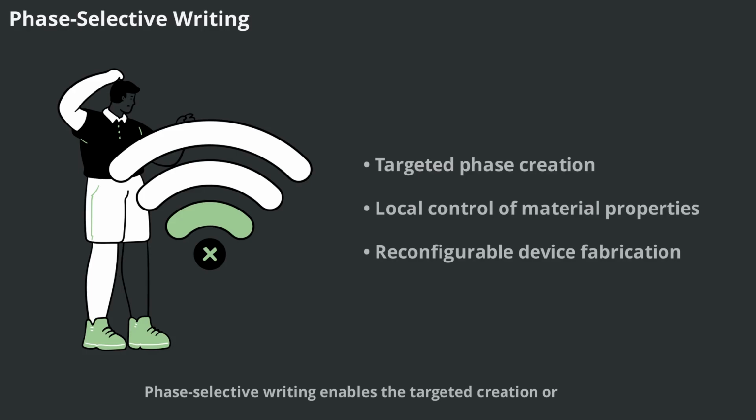Phase-selective writing enables the targeted creation or erasure of specific solid phases within a material. By controlling the local polariton density and structural field, regions of the material can be programmed with desired properties. This technique is essential for building reconfigurable devices and adaptive systems that can change function on the fly.